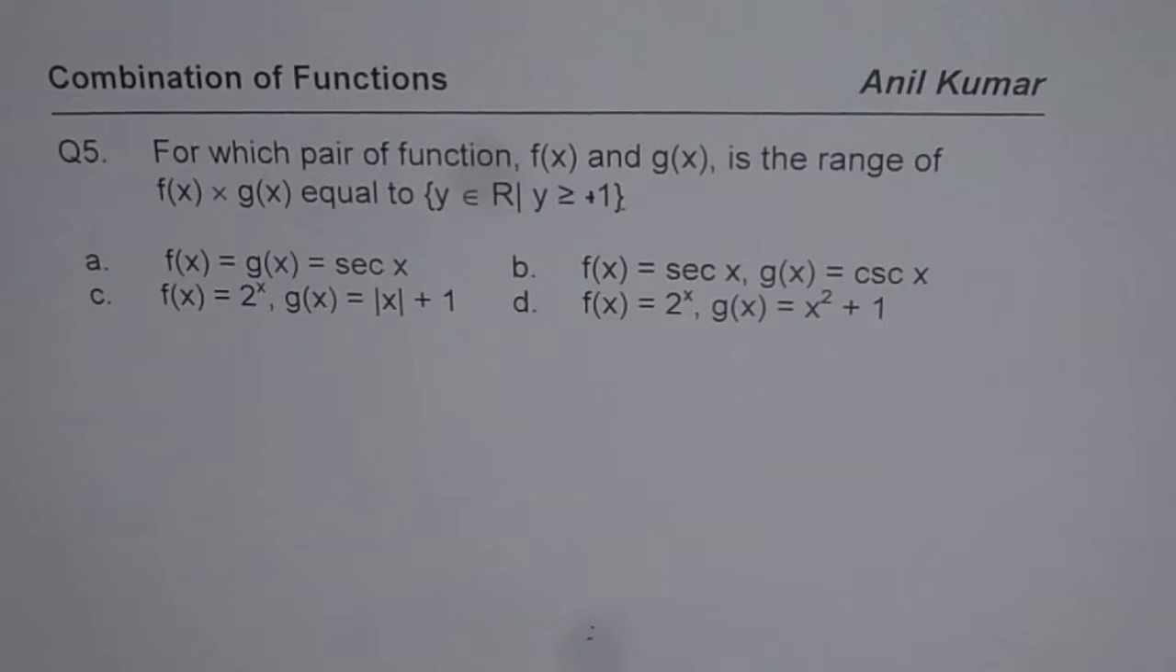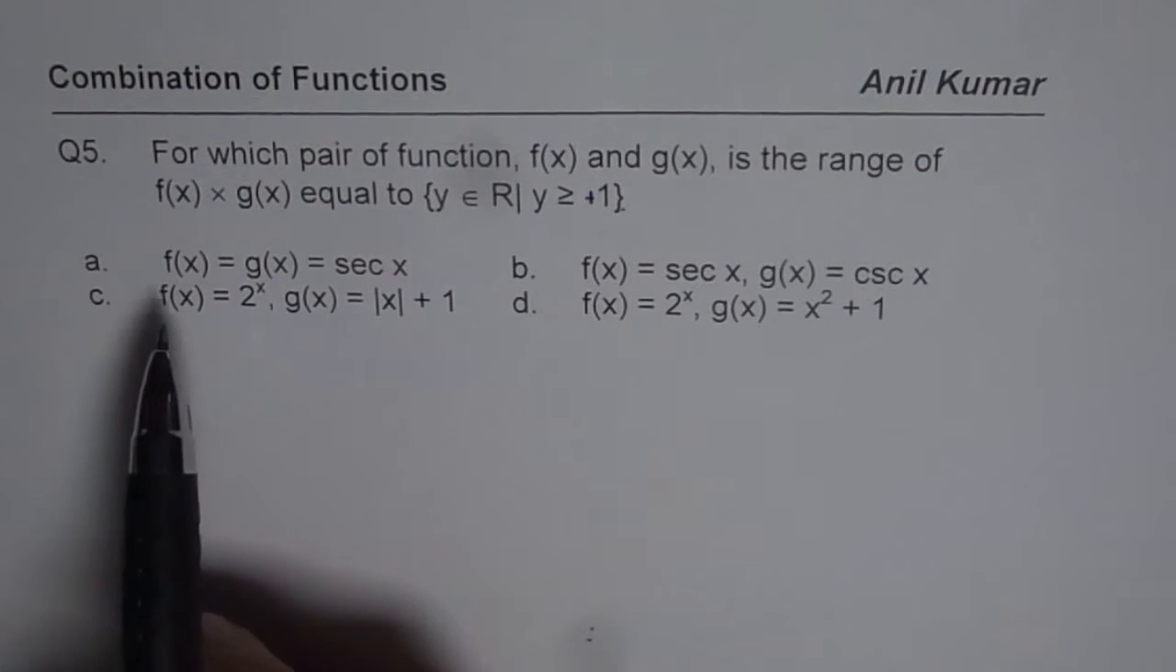I'm Anil Kumar, and here is an interesting question from a previous test paper on combination of functions. Question number 5. For which pair of functions f(x) and g(x) is the range of f(x) times g(x) equal to y belongs to real numbers where y is greater than or equal to plus 1? We are given 4 different combinations. You can pause the video, answer the question, and then look into my suggestion.